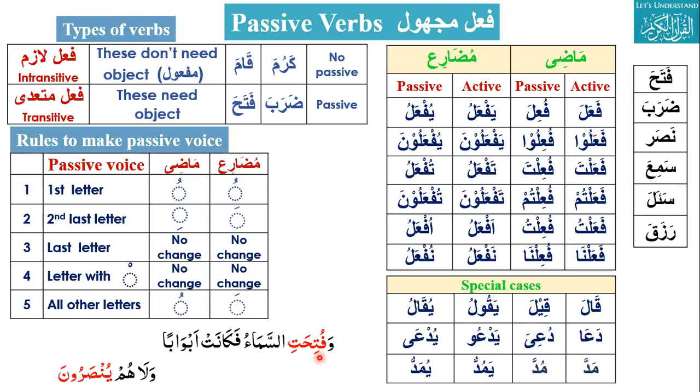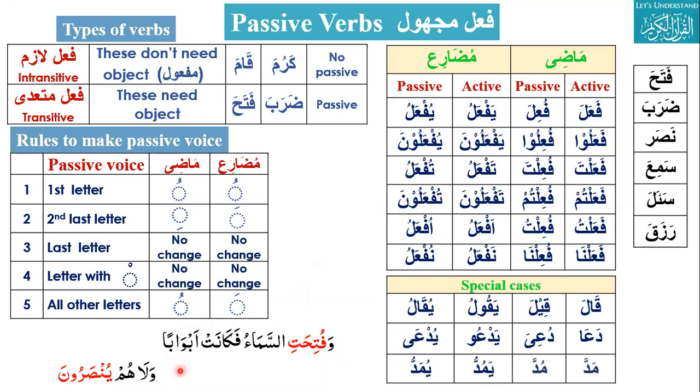And the sky was opened, so it became doors. Very good. Excellent. So what is the word here? Futihat. Can you derive futihat? Fataha, futiha is masculine, and futihat is feminine. Very good. Excellent.